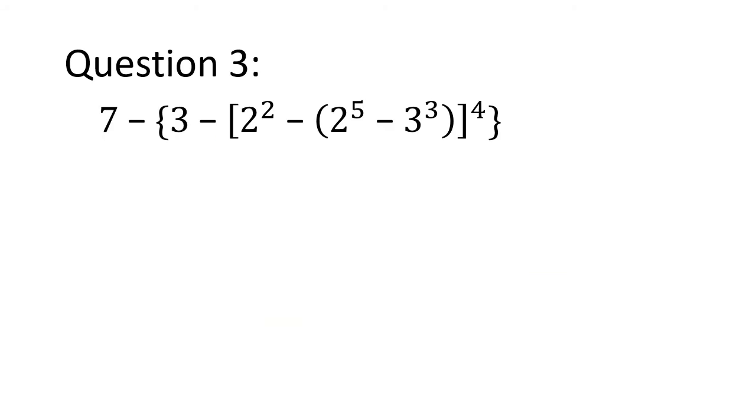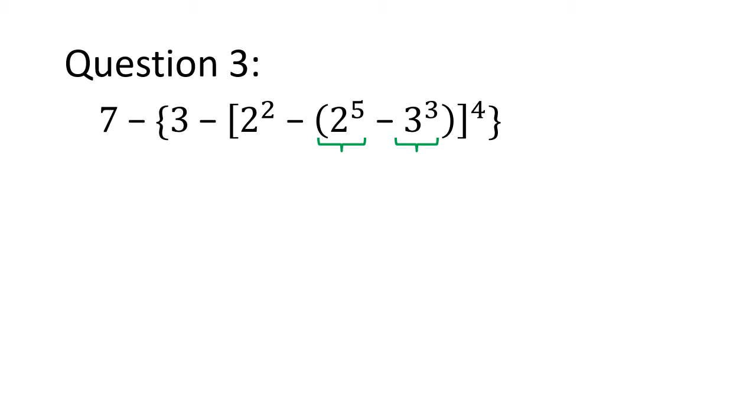Here's the third question. Check the innermost brackets again. There is only one pair of parentheses. We have two exponents in them, 2 to the power 5 and 3 cubed. 2 to the power 5 is equal to 2 times 2 times 2 times 2 times 2, which is the same as 8 times 4, and that is equal to 32. And 3 cubed is equal to 3 times 3 times 3, which is equal to 27.